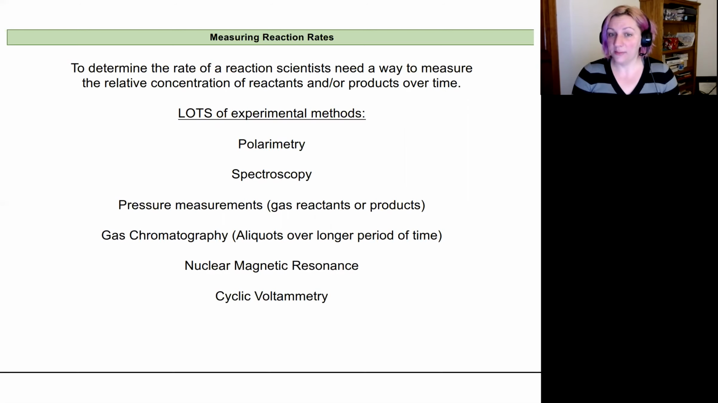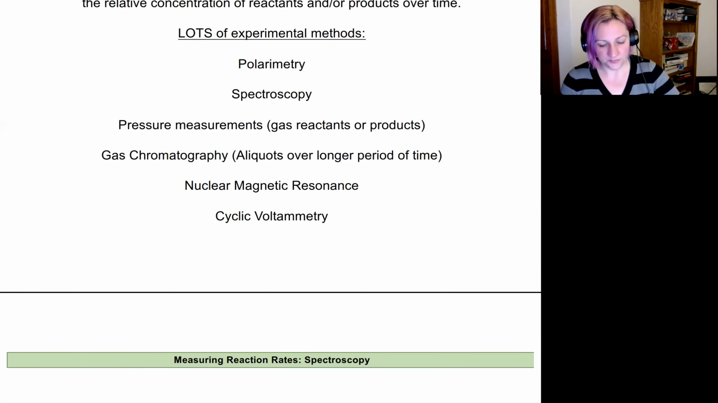Gas chromatography can be used. You take little samples and then learn what the composition is relative of the different compounds. But you have to like take a little sample, do a test, take a little sample, do a test. Nuclear magnetic resonance, which is called NMR, which is looking at the way electrons are spinning in the compound, and you can use it to identify different reactants or products in your reaction and see how the signals decrease or increase as their concentrations increase or decrease. Cyclic voltammetry, which is measuring reduction potentials. So there's lots of ways. Here's an example.